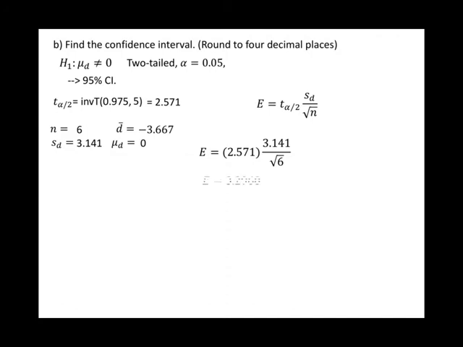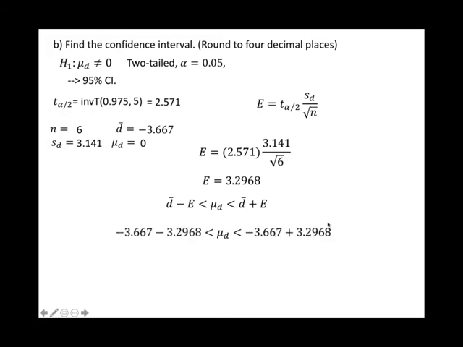Use your calculator. You should get the margin of error 3.2968. Construct the confidence interval for the mean of the difference. Use the difference of the sample mean plus or minus the margin of error. You should get this one.